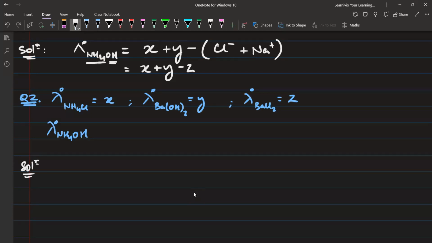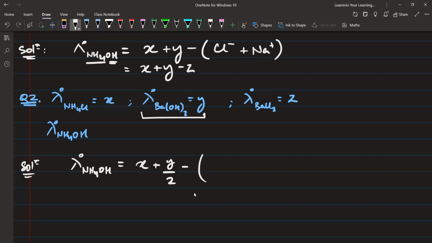In solution, for lambda naught of NH4OH, I will get the NH4 from X, and I will get the OH from Ba(OH)2. But here we have barium hydroxide, which has two hydroxide. I need only one hydroxide. So I will take Y, but I will halve it, because I need one; it has two, so divide by two and we get one barium hydroxide. Now what are the things extra? We put the extra in minus and add.